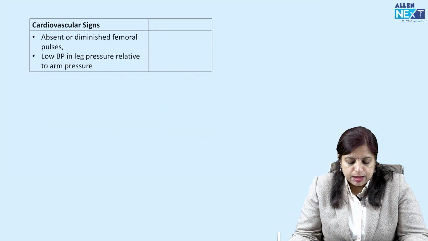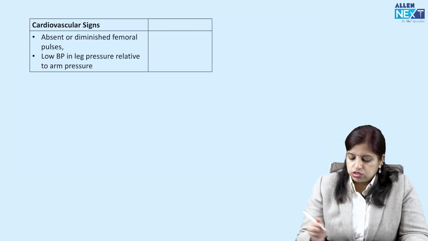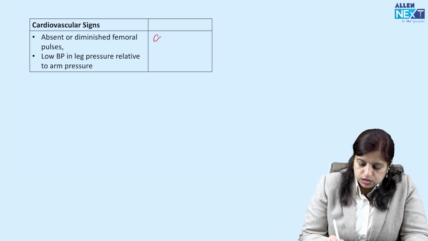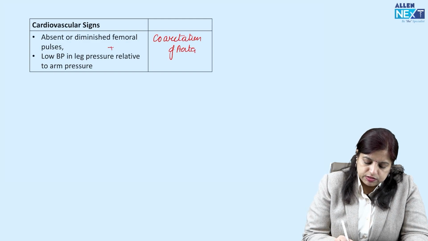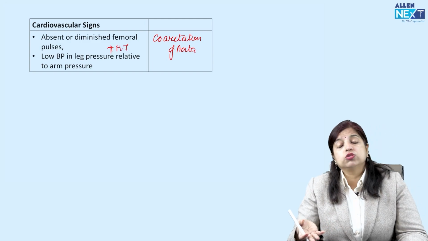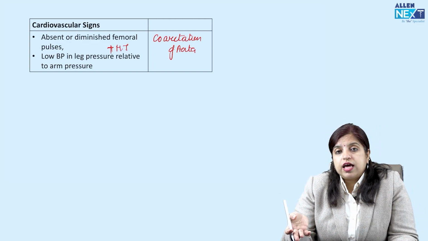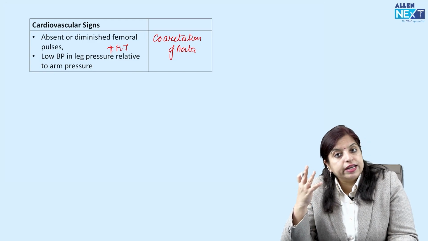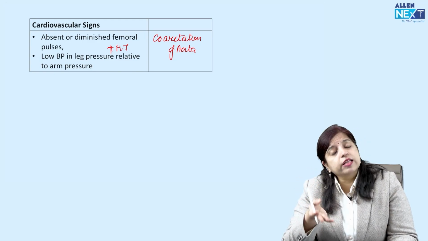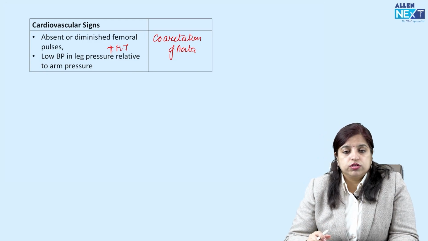Okay, then you have absent or diminished femoral pulses and low blood pressure in the legs relative to the upper limbs. Of course, you are dealing with none other than coarctation of aorta. We have read this in detail. There are bounding pulses in the upper limbs, which leads to hypertension. These children present to you later in life with features of hypertension, headache, and it comes to light that this is coarctation of aorta, right.